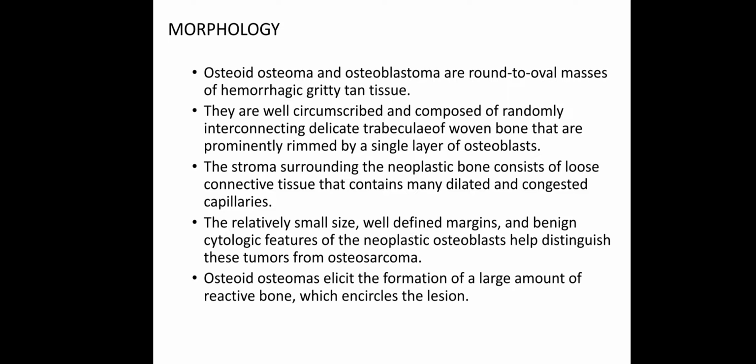How do we distinguish osteoid osteoma and osteoblastoma from osteosarcoma? Because the size is small, well-defined margin and cytological feature of a neoplastic cell are less aggressive. Osteoid osteoma elicits the formation of large amount of reactive bone as we said in the previous slide. We have a thick rim of reactive bone which encircle the lesion.